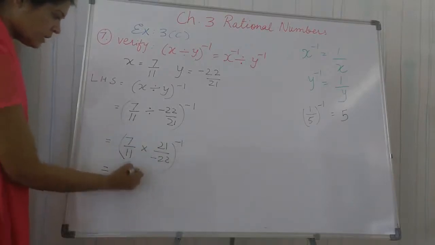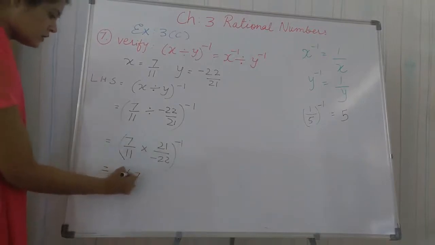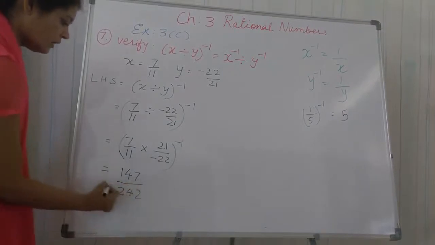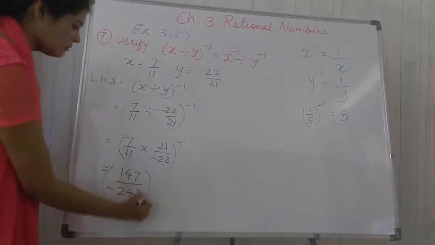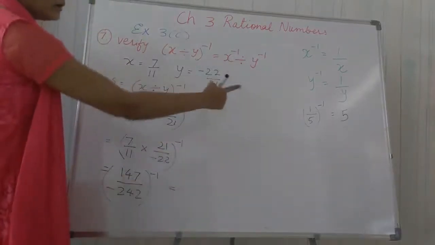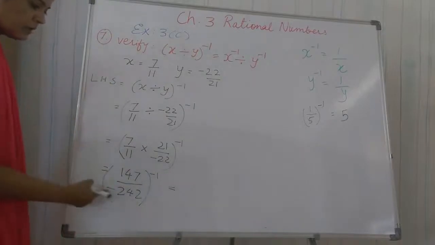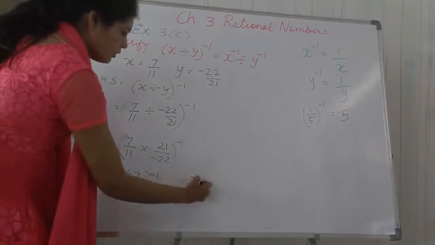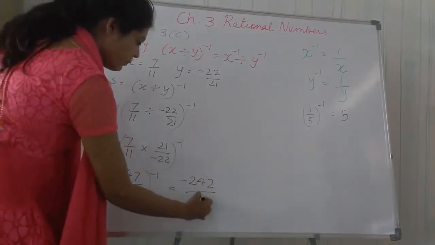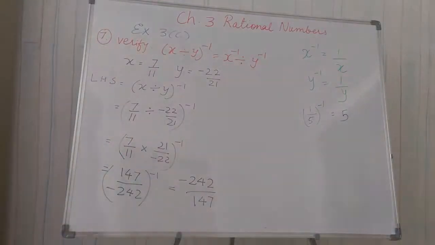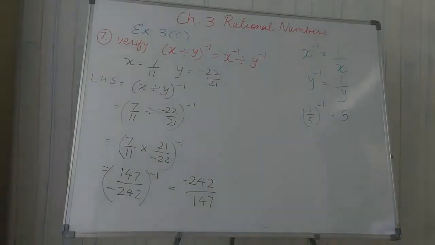So this multiplication is 7 1s are 7, 11 2s are 22, 7 21s are 147, and this is 242 with negative sign, and all power minus 1. Now as I explained you here that this is the rational number and there is minus 1 power. So we will take its reciprocal, minus 242 upon 147, to change it to positive power. So here we have converted it. Now let us solve this right hand side.